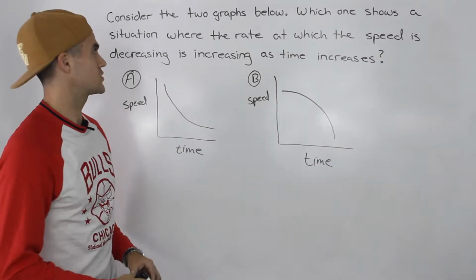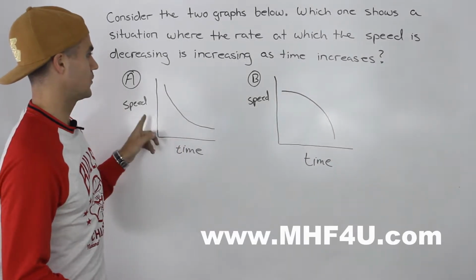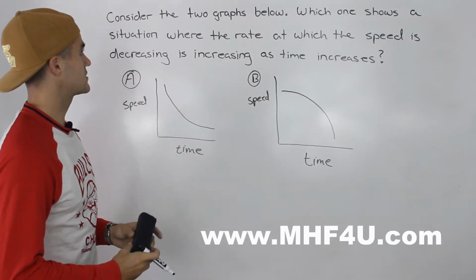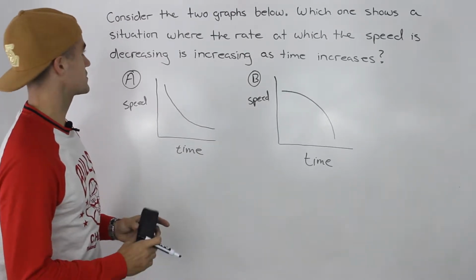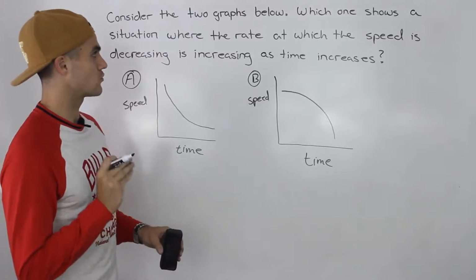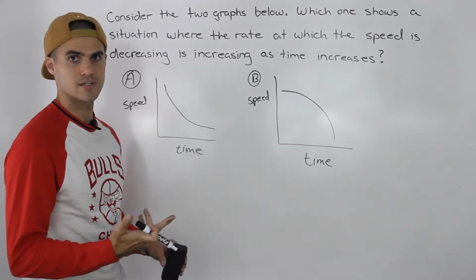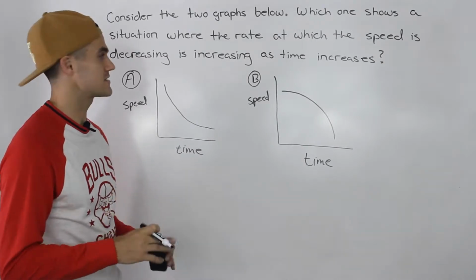Moving on to the next question. Consider the two graphs below. Notice how both these graphs are speed versus time graphs. And they're asking which one shows a situation where the rate at which the speed is decreasing is increasing as time increases.